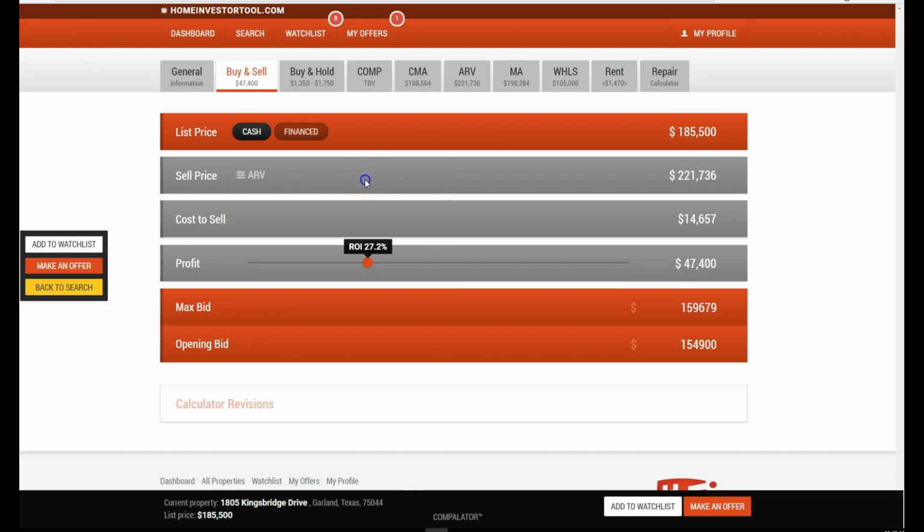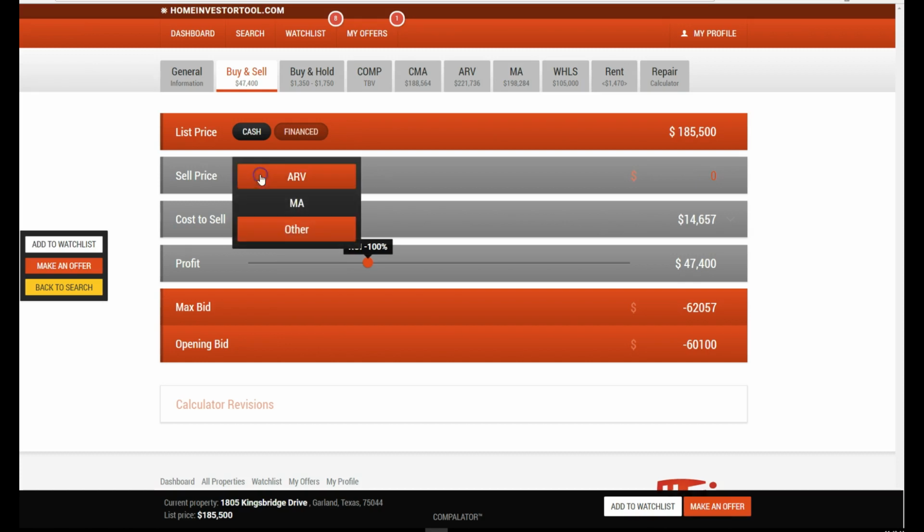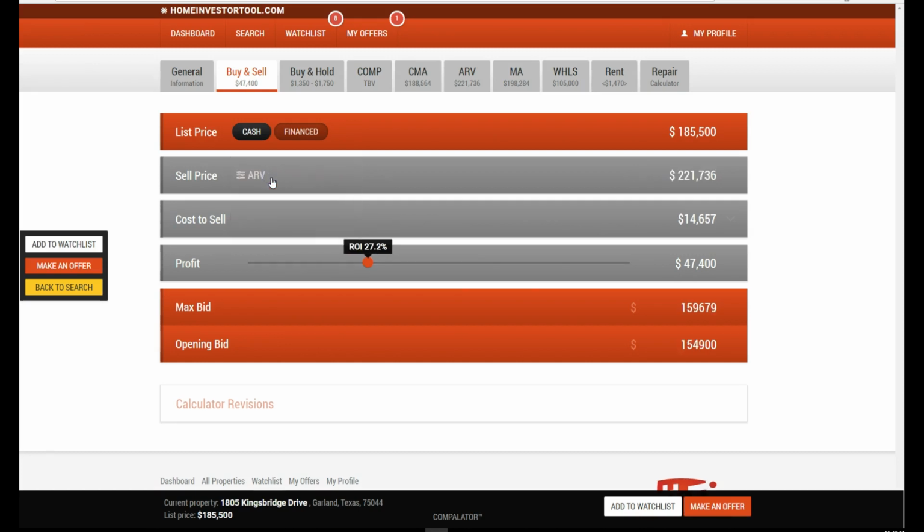And so we've given you some options here. First, you can put in the ARV, which in this case is 221. You can put in the market average, which is 198, or you can put in any number you choose. For the purposes of just showing you functions, I'm going to just go back to ARV. The next row is cost to sell.